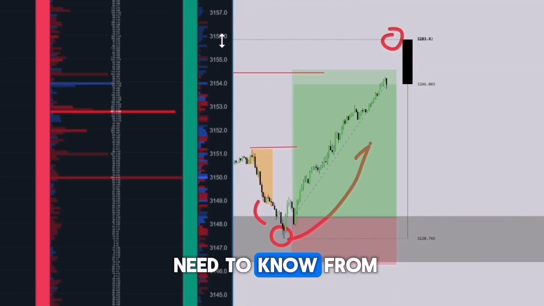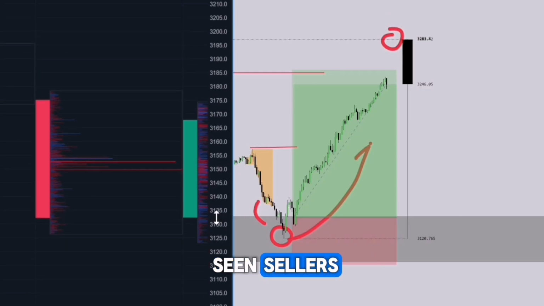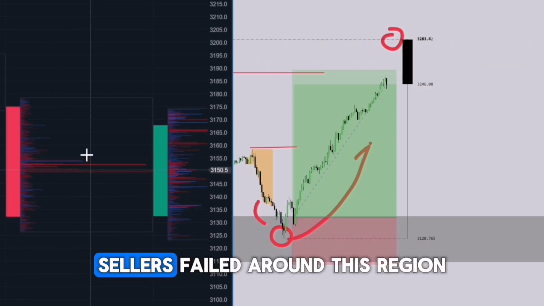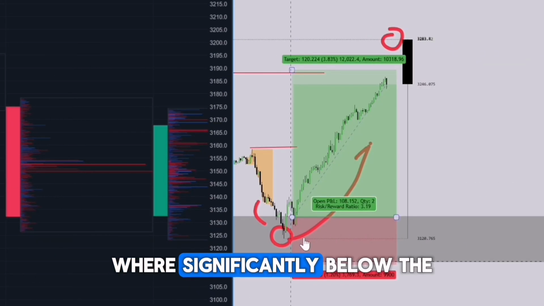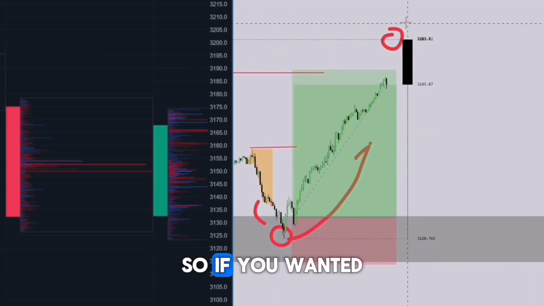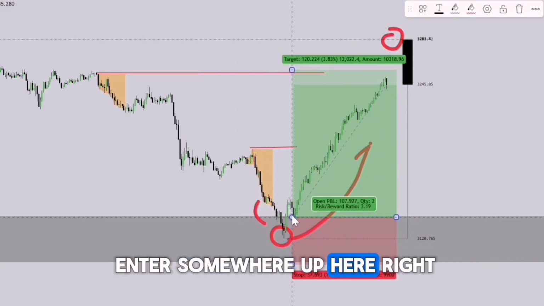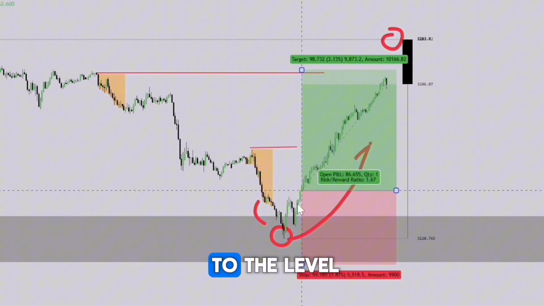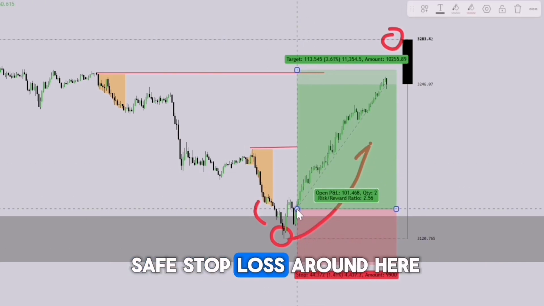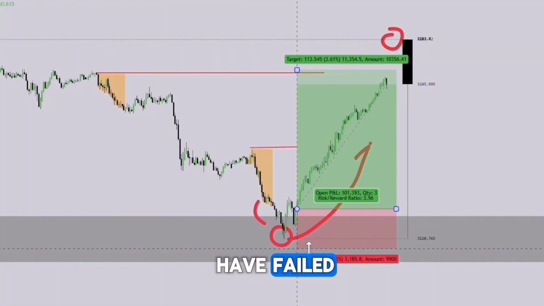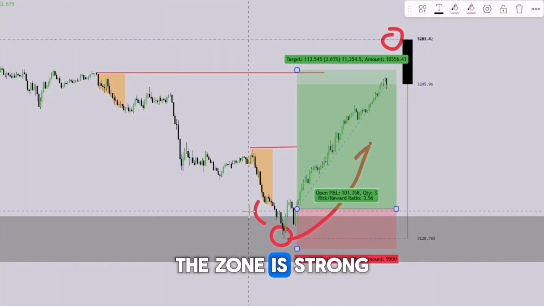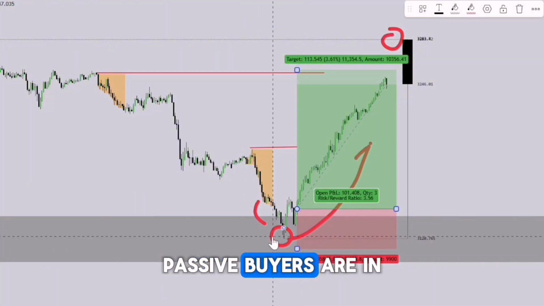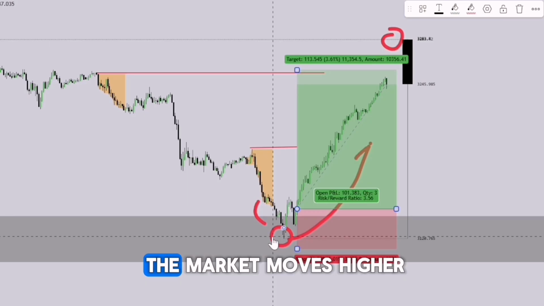What you need to know from here is that we've seen sellers fail. Sellers failed around this region. We're significantly below the weekly opening price. So if you wanted to, you can even enter somewhere up here, right? If you're not confident, right? But you want to try and enter as close as you can to the level. You can have a safe stop loss around here because you know sellers have failed. The zone is strong. Passive buyers are in control, and that's why the market moves higher, right?